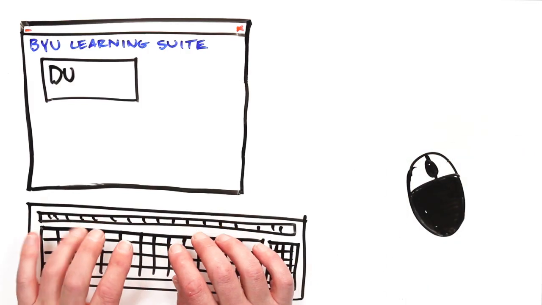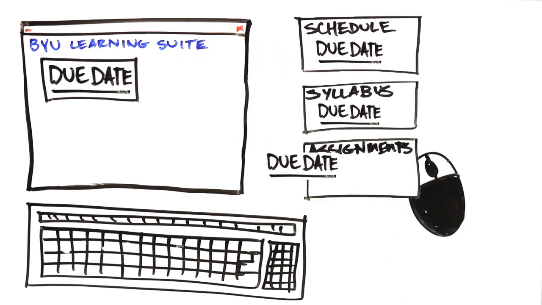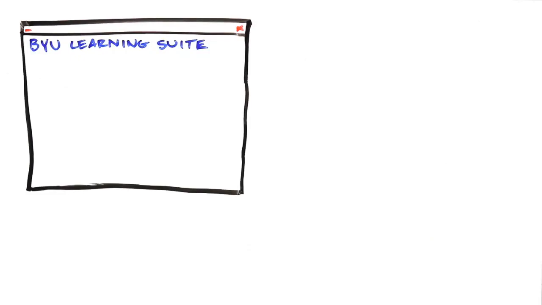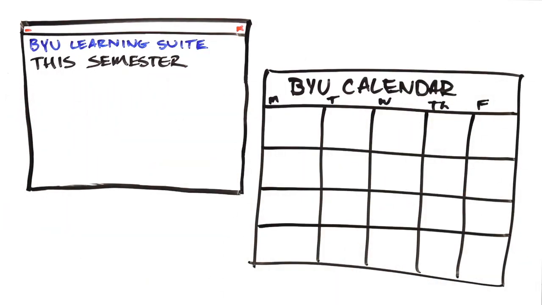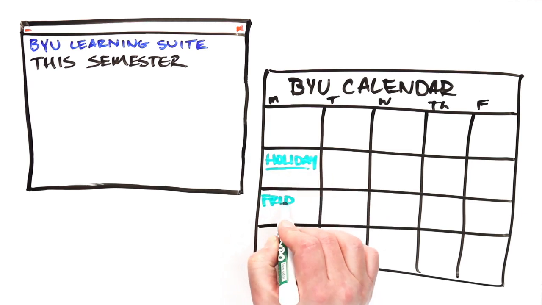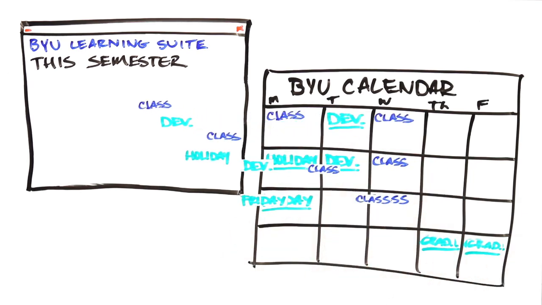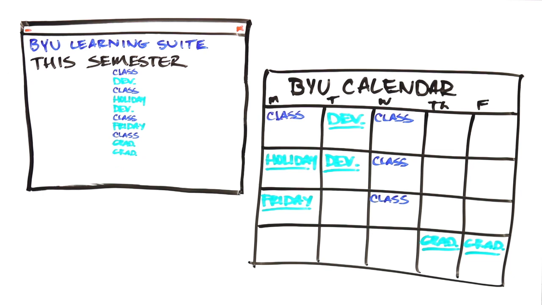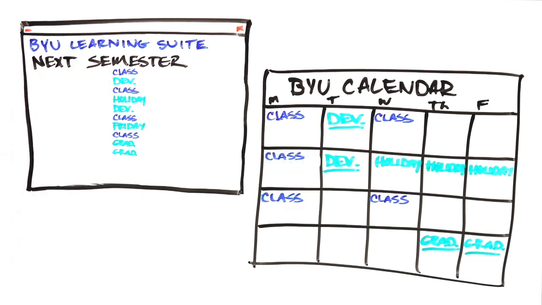In most cases, when you enter information, you do it only once and it shows up wherever it is needed. Information that is already available shows up automatically. For example, BYU Learning Suite draws from the university calendar to show university holidays, alternate teaching days, and other university events such as devotionals and forums. When you copy your course to the next semester, the schedule adjusts to the new semester's calendar automatically.